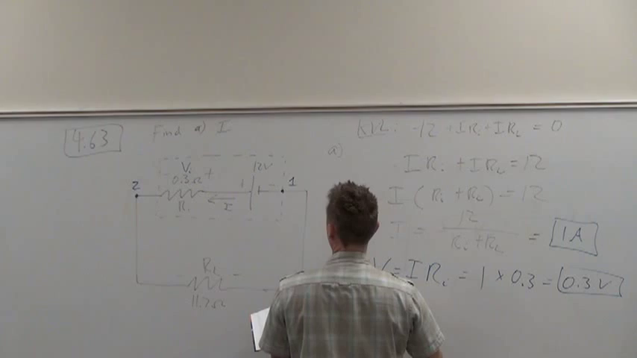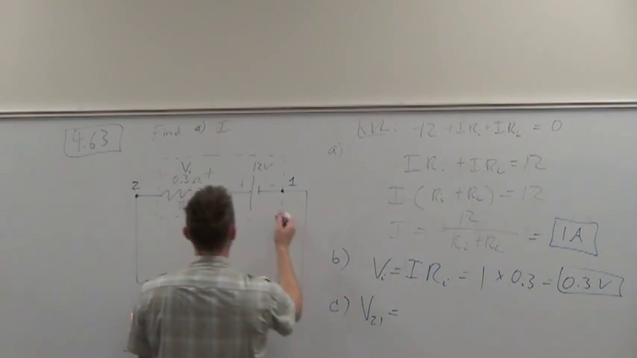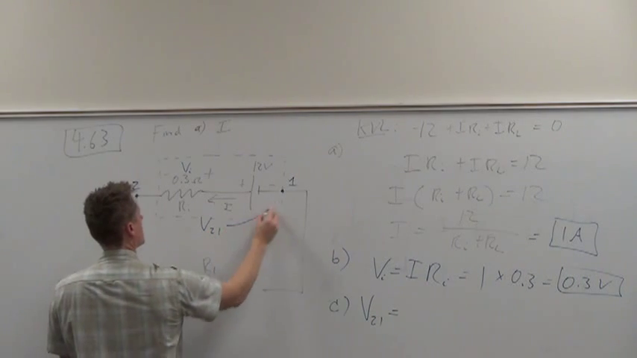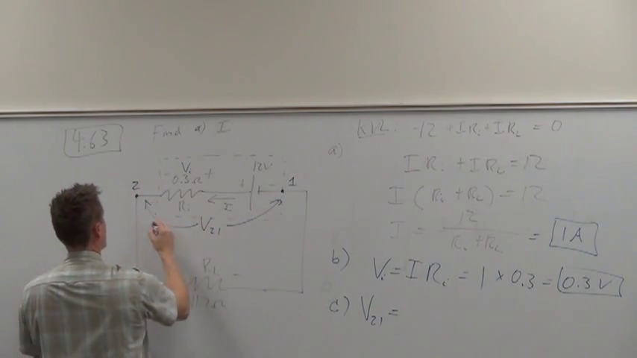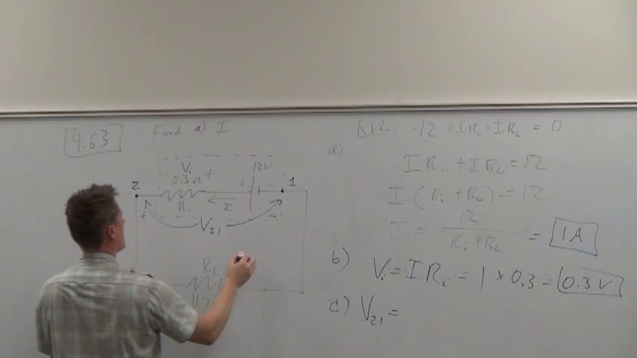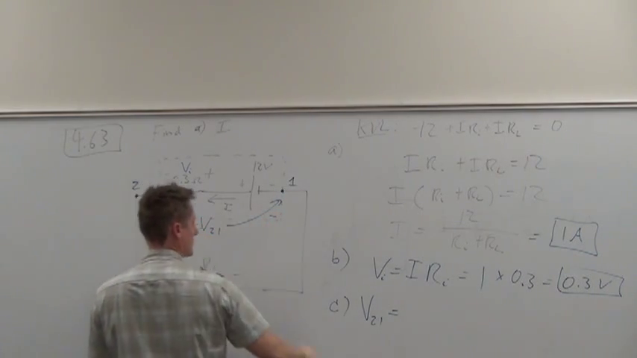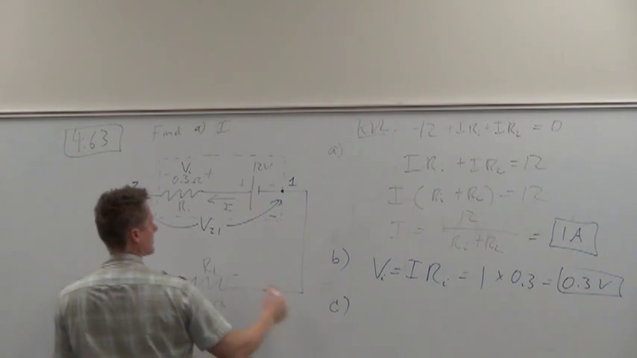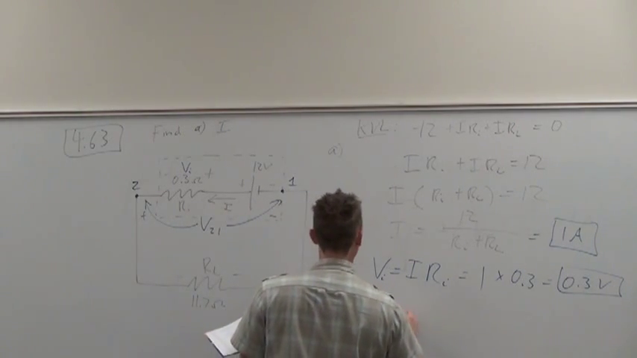Yeah. You go 2 to 1, it should be negative. Using KVL, I'm going to call this V21. I'm calling this plus, this one minus. So that means if I do KVL, I'm going to go through this minus, so I've got minus V21.